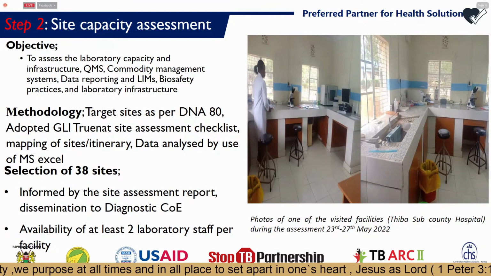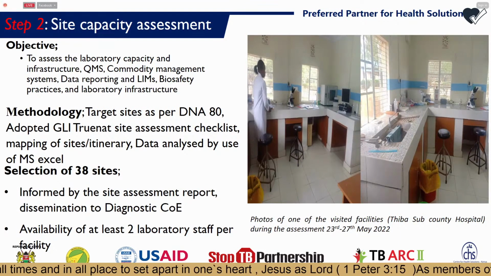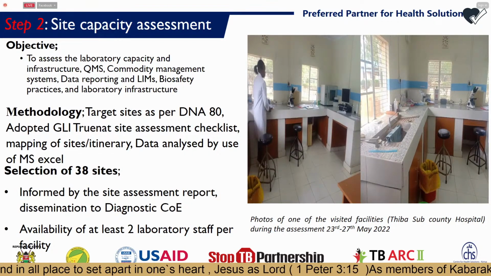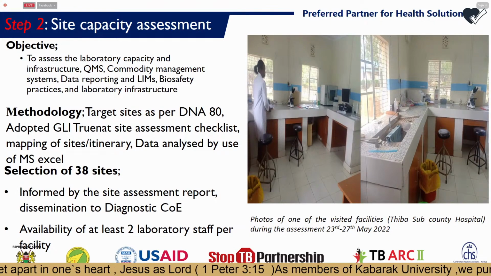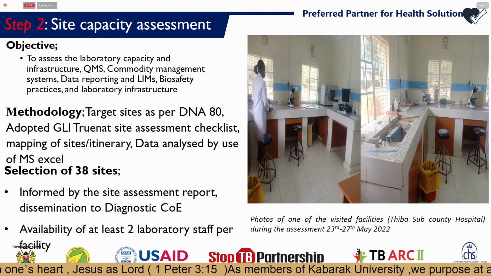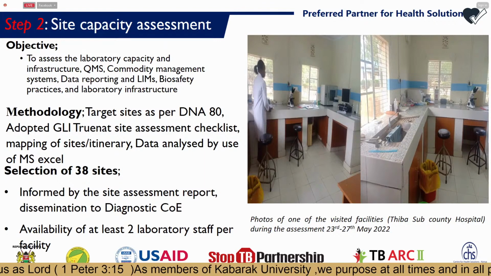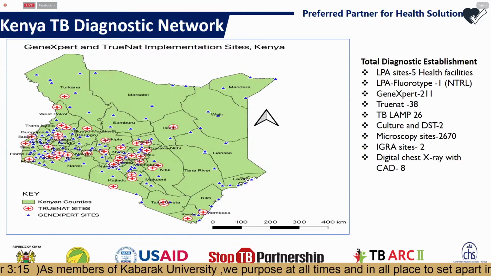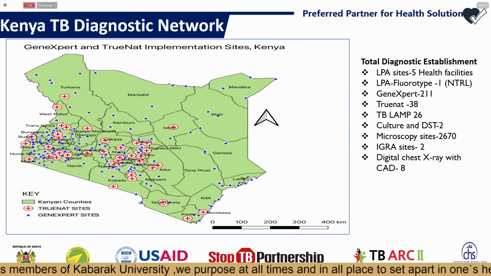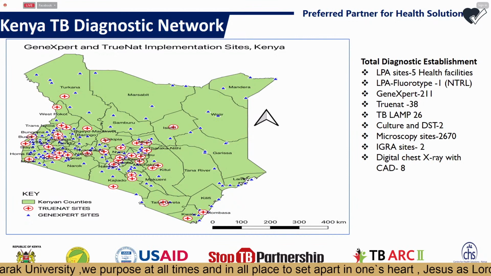These are just some photos of the methodology on how we did the assessment, using the Global Laboratory Initiative Stop TB tool to guide the process, looking at quite a number of aspects such as quality management, commodity management, data reporting systems, and safety. After the placement and installation of those machines, this is how the country looked.